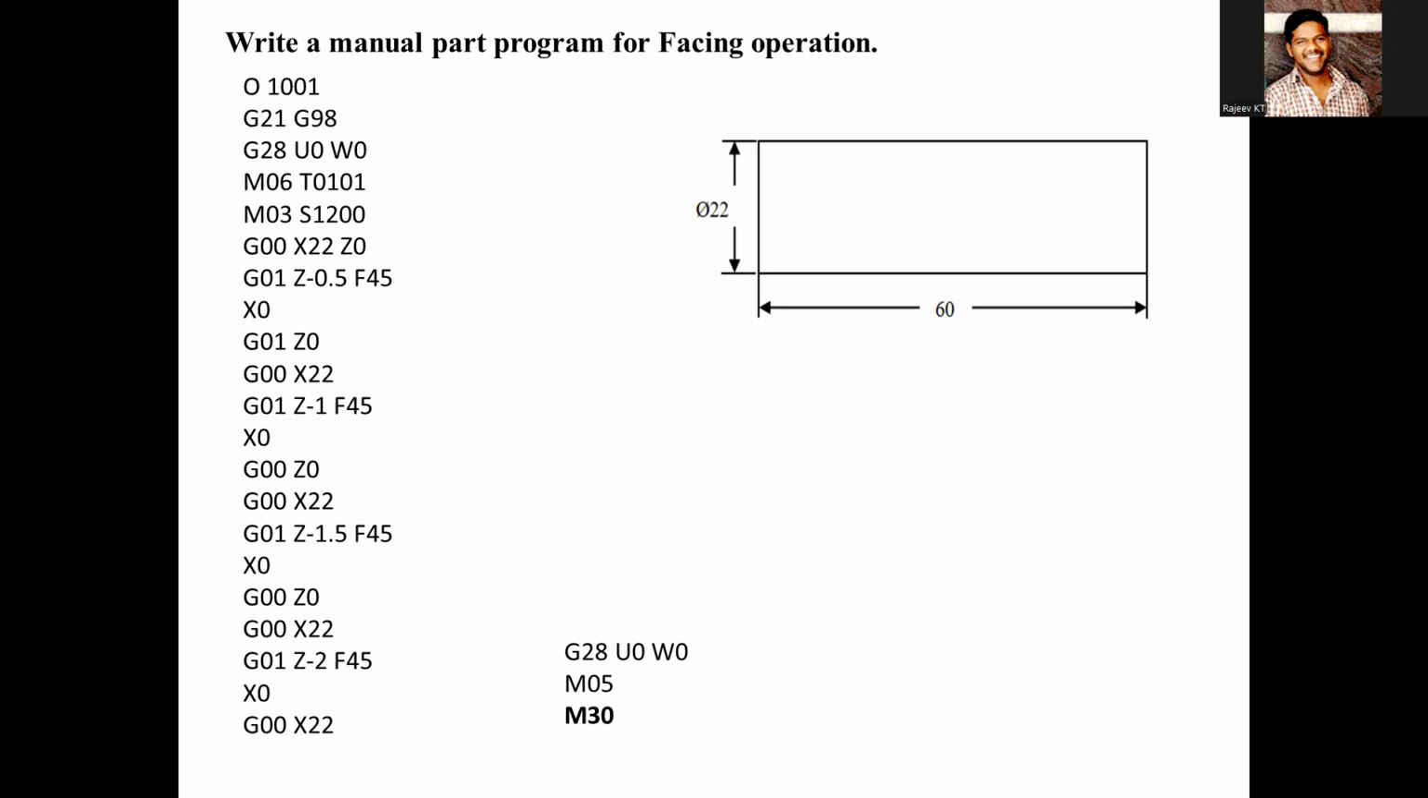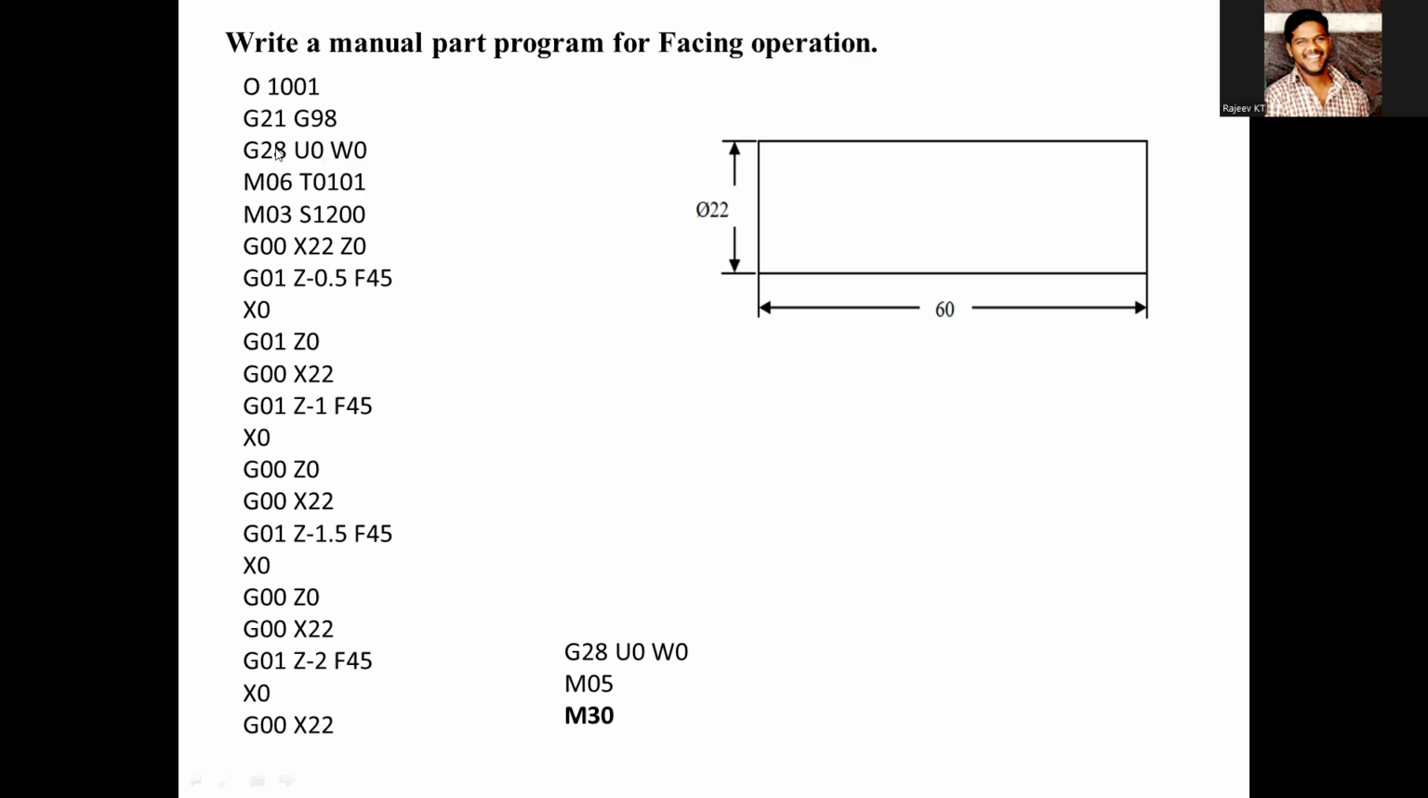We used to give it with respect to O, capital letter O, and any 4-digit numerical values 001, 100, 111, any values we can give, but the initial content should be capital letter O. Next is G21 and G98. G21 means the metric system we are following, in this case mm. G98 is mm per revolution.